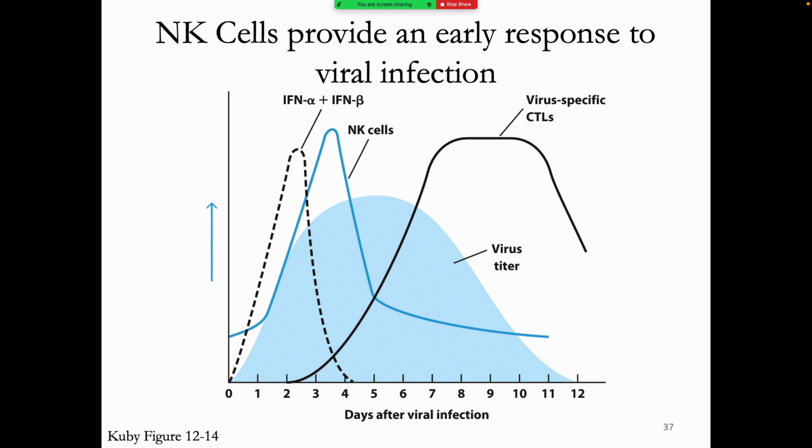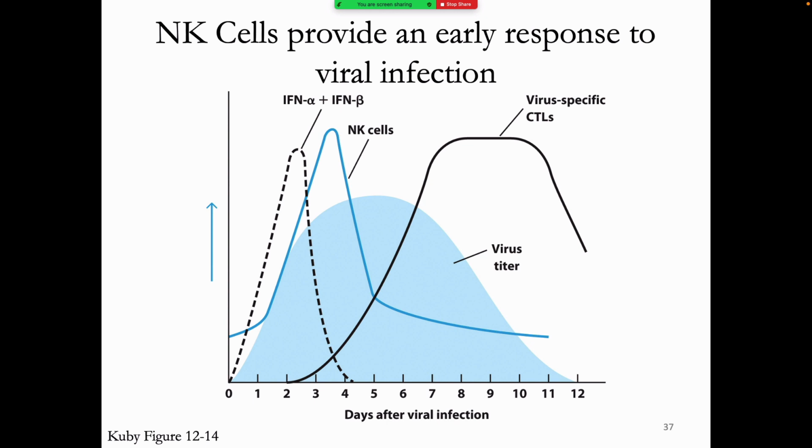And usually the reason why people say these are innate cells is because they make the same response every time. They don't do VDJ, and they're responding early. That would be the reasoning that people would give for putting them in the innate chapter.